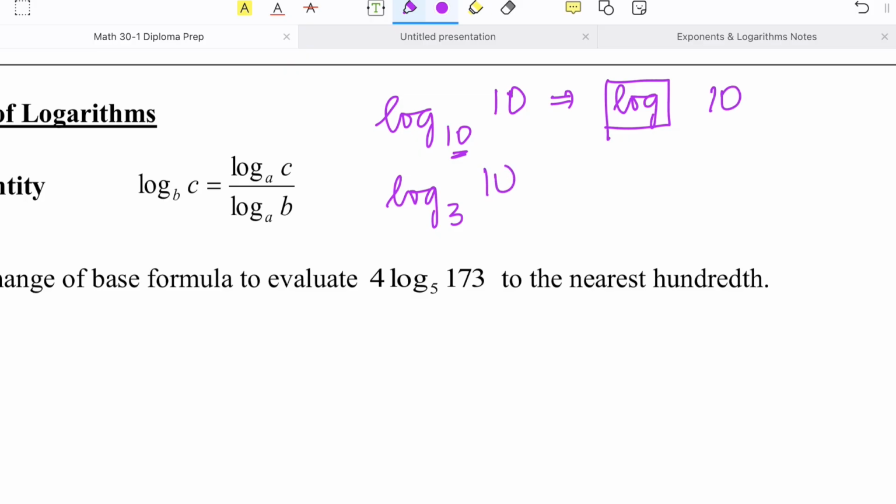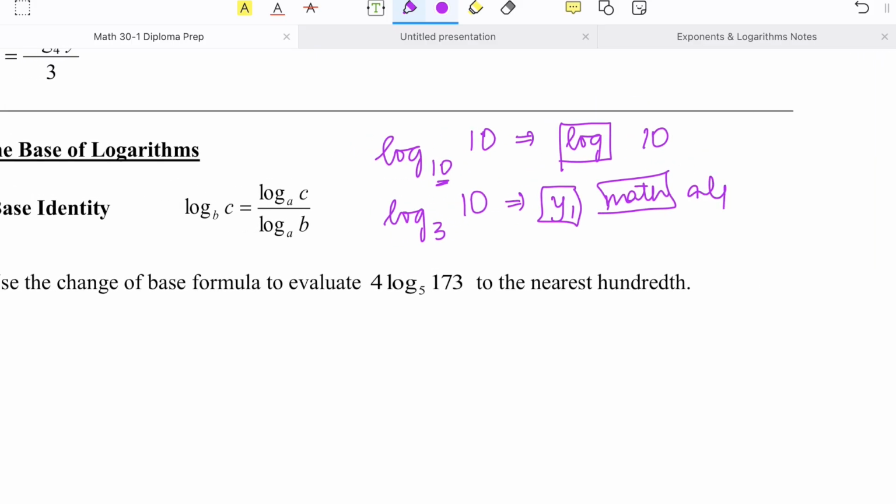But if you have log base 3 of 10, what you'll do is go to math, alpha math. So not that tricky to remember. Math, alpha math, right? And then that would give you log, an empty box, and another empty box, and you'll do 3 and 10 to get your answer.